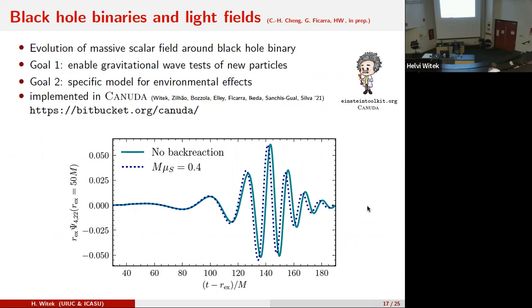This is relatively fresh out of the computer and was led by my students, Ching-Ching Cheng and Giuseppe Ficara, who is just finishing his PhD next month. Here we simulated two black holes orbiting around each other. In this case, it's a rather short simulation because that was really the first proof of principle that our code is giving reasonable results. And we coupled that to these massive scalar fields and included the back reaction there.